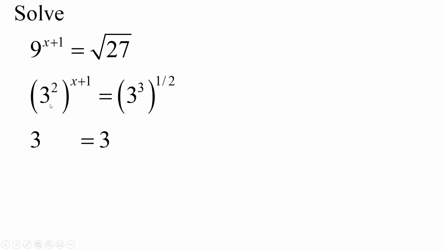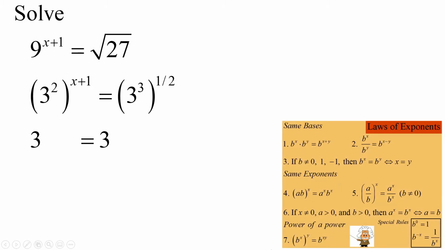So this is power of a power on both of them. Laws of exponents, and here's number 7, power of a power: b to the x to the y is b to the x times y power. So if I go 3 to the second to the x plus 1, I multiply those exponents. That's going to be 2 times x plus 2 times 1, or 2x plus 2. Oh, look at that. And 3 times 1/2 is 3/2.